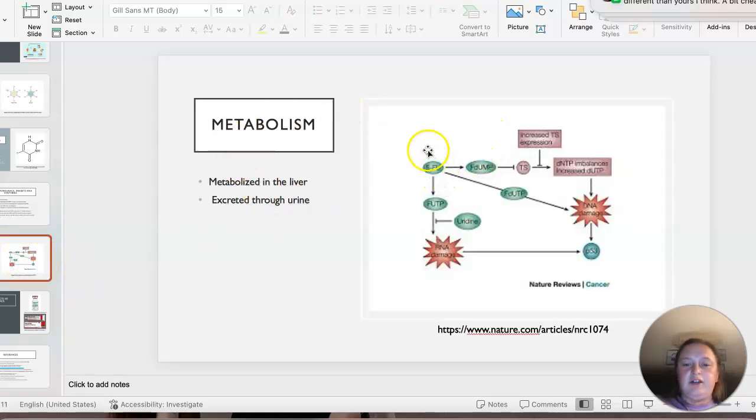As you can see here, you have a schematic of what we talked about before, and this is metabolized in the liver and excreted through the urine. You have the drug, and it goes into different things as we discussed earlier, all leading to DNA damage and thus leading to increased p53 expression, which causes the cell to slow down its division or stop its division, thus leading to apoptosis, cell death.